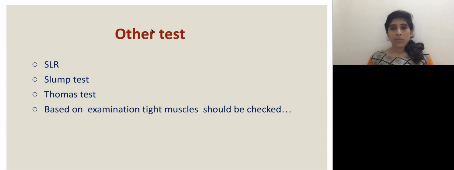Other tests will help us know the cause related to the deviation, that is the SLR, straight leg raising, slump test, and Thomas test. Based on the examination, whichever muscle we feel is tight, we can confirm it with the special test. So this is a brief idea related to postural evaluation. You can all study it in detail from the Magee book. Thank you.